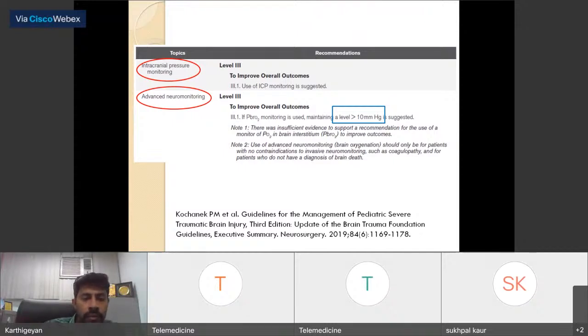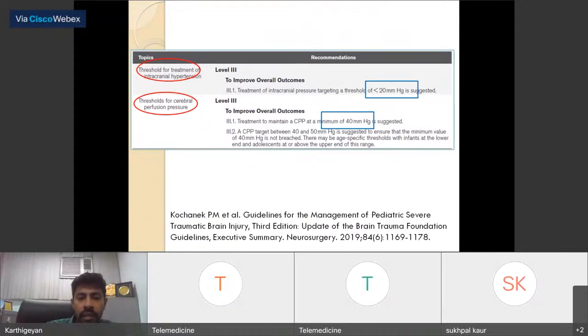With regard to TBI in children, they advise intracranial pressure monitoring, and they have seen outcomes improve after ICP monitoring. Certain advanced measures like brain tissue oxygenation have also been advised in these kids. While managing children with head injury, your target ICP has to be less than 20 mm of mercury, and try to maintain the cerebral perfusion pressure at least at 40 millimeters of mercury.